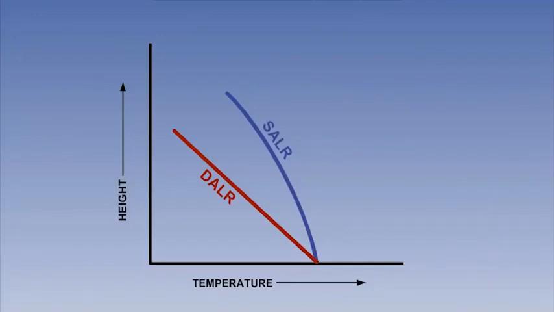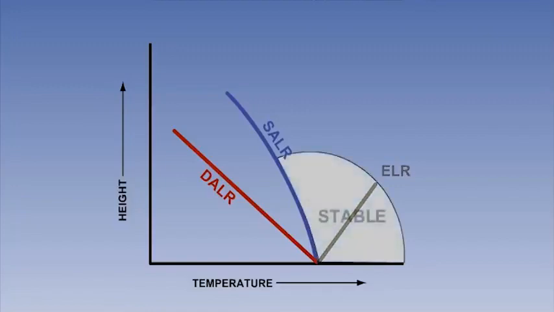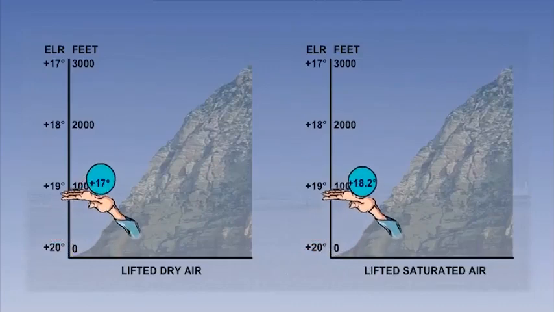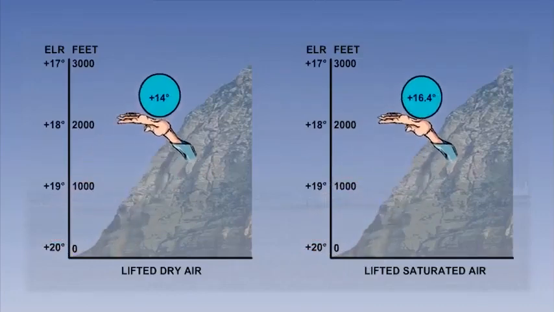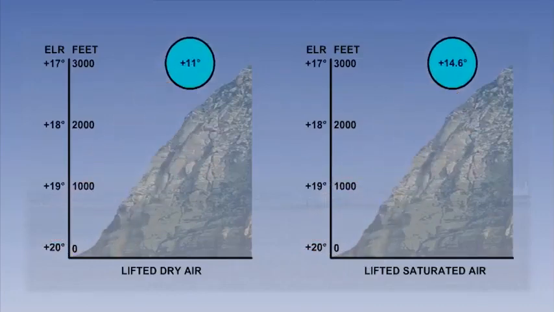Now let's look at the opposite case. If we consider this part of the ELR, then the situation is defined as being absolutely stable. This is when the ELR, the environmental lapse rate, is less than the SALR. Therefore, the parcel of air will never be warmer than its surroundings, and so will stay in the same approximate position.